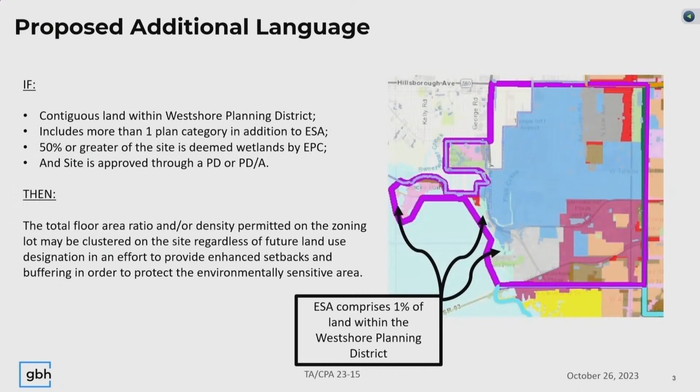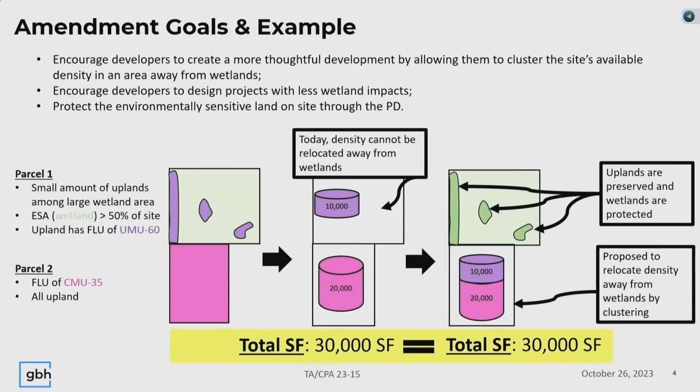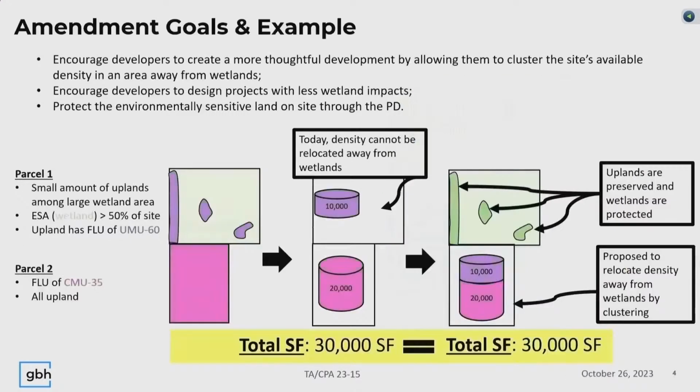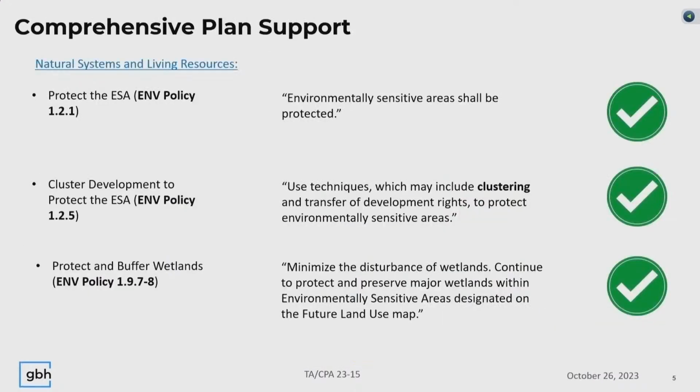And again, Danny had mentioned there are 4 criteria that we are proposing. Again, this is just West Shore Planning District. There was a question in August about kind of what percentage of land that would include, and that would be about 1% of the land in the West Shore Planning District is deemed ESA. So just a very small amount of that land there. And again, this would be enforced through a plan development or a plan development alternative. So that is a controlled site plan. And with that, I do have Abby Naylor, Principal Ecologist, here to just speak to some comprehensive plan support.